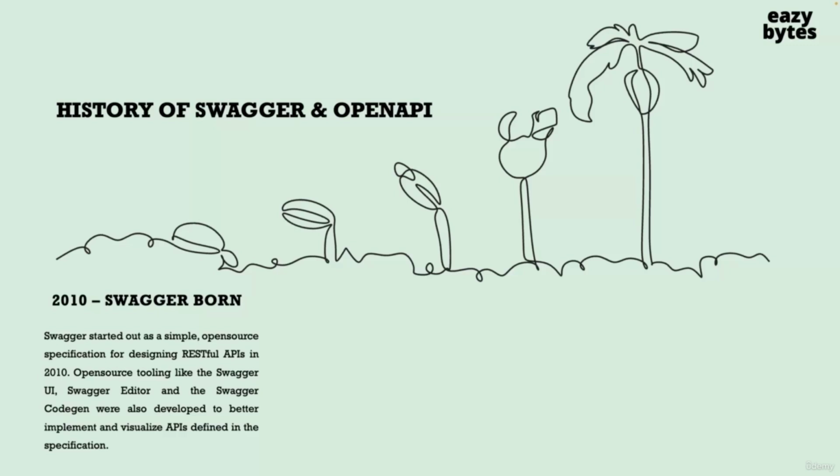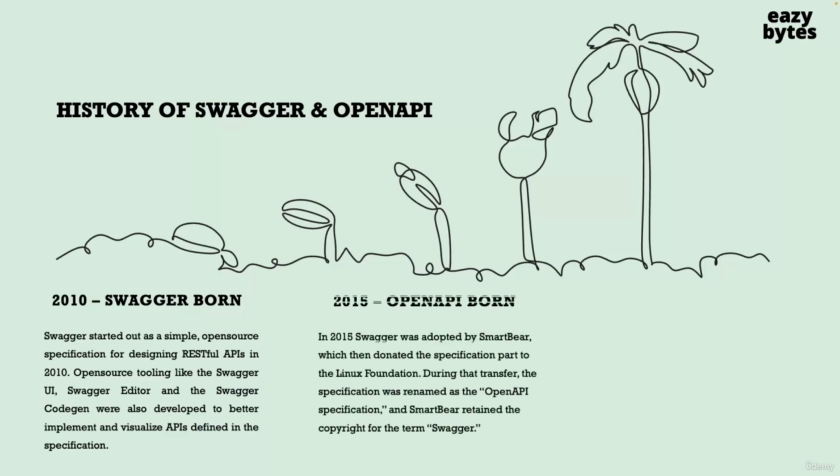That's why in 2010, everyone used to call the OpenAPI specification by the name Swagger. Even today, there are many people who refer to the specification standards as Swagger, which is not correct. And somewhere in 2015, Swagger was adopted by the SmartBear company. This SmartBear company donated the specification part, whatever was built by the Swagger people from 2010 to 2015, to the open source community under the Linux Foundation.